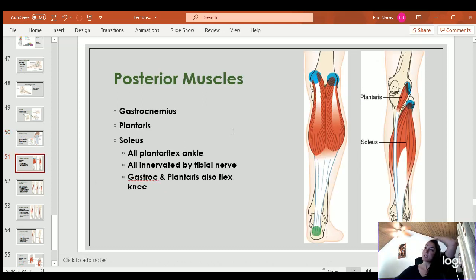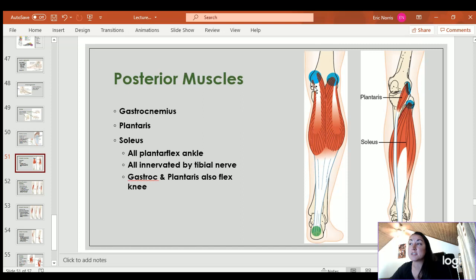Posterior muscles, we have the gastrocnemius, and then the soleus, which is deep to, which means underneath, the gastroc. We also have plantaris. Plantaris, we talked about it earlier. It is up in the high portion, but it has a long ligament that goes all the way down. All of them plantar flex the ankle. All of them are innervated by the tibial nerve.